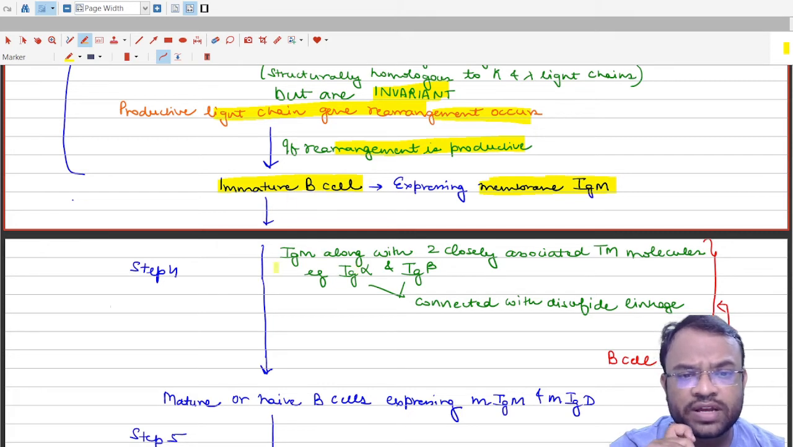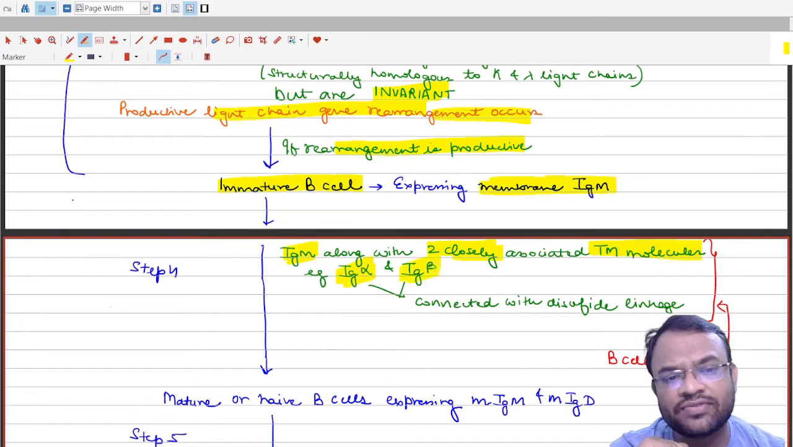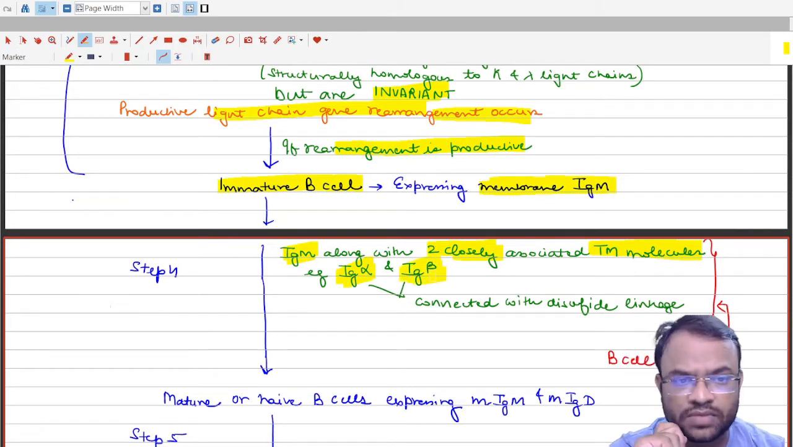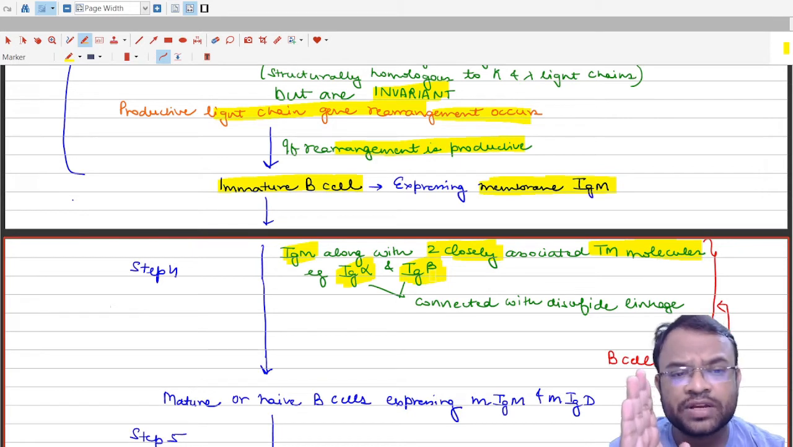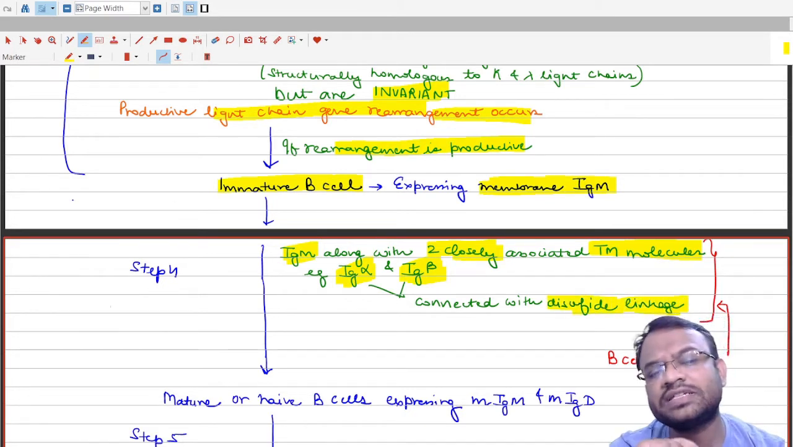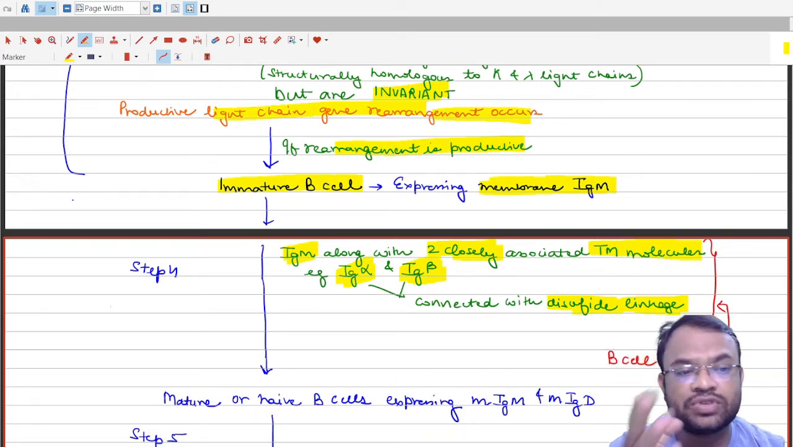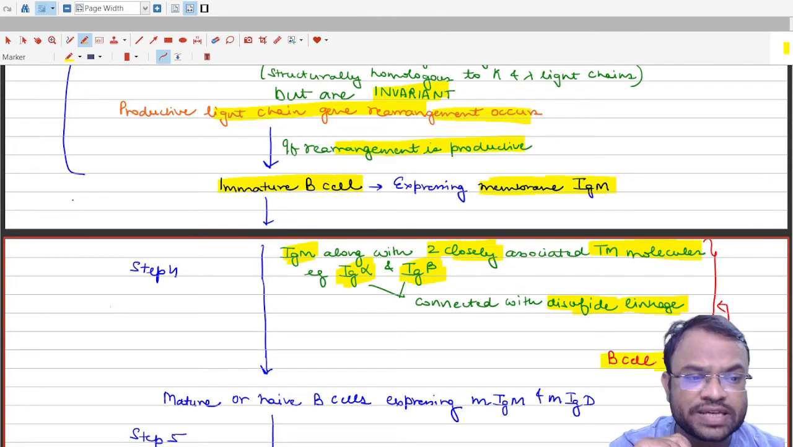So on this immature B cell, IgM was present, plus there are two closely associated transmembrane molecules, and these are called Ig alpha and Ig beta. Remember that these two, Ig alpha and Ig beta, are linked together with the help of disulfide linkage. They have disulfide bonding between them. Now this actually forms the B cell receptor.